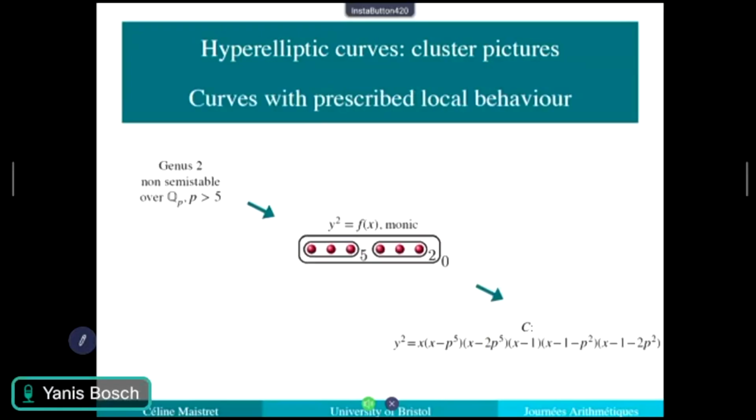And then a very fun thing that you can do, you can reverse engineer the whole thing. You may start with a wish, maybe you want your genus 2 curve to be non-semi-stable over Q_p. Then you use the fact that we have a semi-stability criterion on the cluster, and you design a cluster which fails this semi-stability criterion. So typically, that picture fails to be semi-stable. Then you just have to find a curve, or a family of curves, which satisfy this cluster picture. So that's one example. Here, for each p bigger than 5, you will get a genus 2 curve, which is not semi-stable over Q_p.